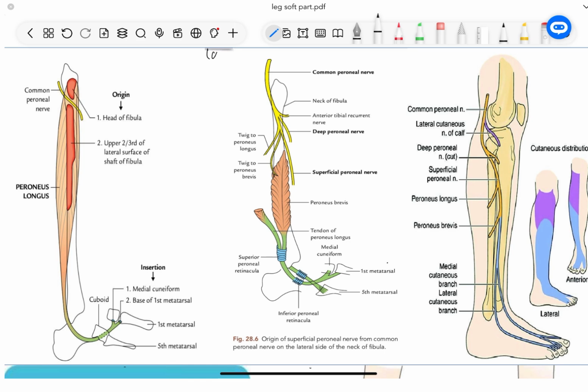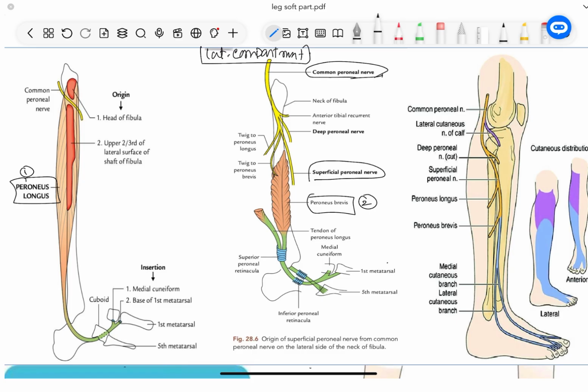Now we are going to discuss the lateral compartment. The lateral compartment of the leg has only two muscles. Number one is peroneus longus, number two is peroneus brevis. These are supplied by a nerve called the superficial peroneal nerve. You can see the superficial peroneal nerve actually comes from the common peroneal nerve. The common peroneal nerve divides into two, deep and superficial. Deep goes to the anterior compartment, as I already said, and the superficial supplies the lateral compartment of the leg.